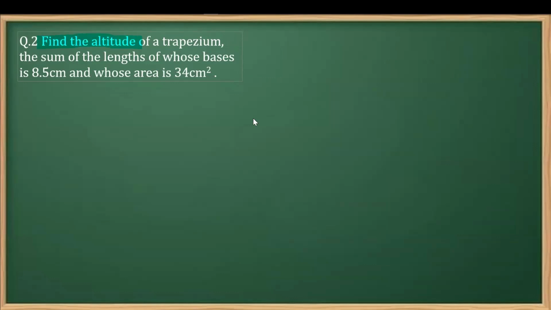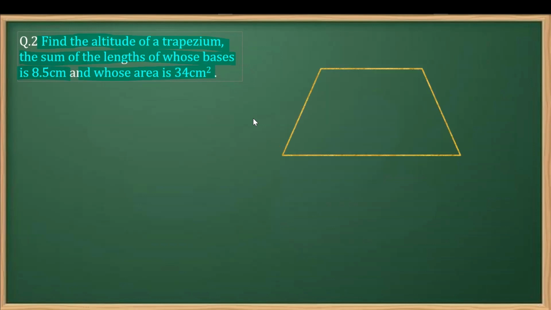In the second question, we have to find the altitude of a trapezium, given that the sum of the lengths of the bases are 8.5 centimeter and whose area is also given. So let's say I'm going to make a trapezium first. So this is a trapezium, and as you can see, say AB and CD are the parallel bases over here. And we are given the sum of these parallel bases. Further, we are given an altitude. We have to find out the altitude. The length of the altitude is what we have to determine. This is what we have to get.